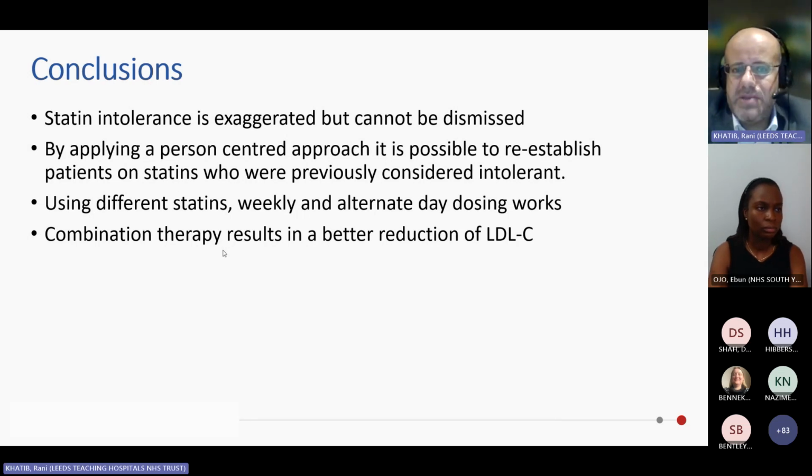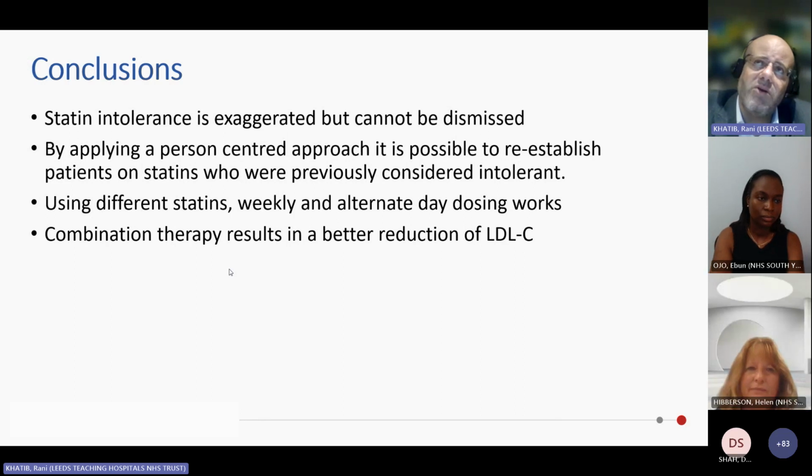So using a person-centered approach, it is possible to re-establish many patients, but not all of them. In our clinic, we'll probably re-establish about 60 to 70%, but the others we can't, either because they completely reject it or they need to move on to alternative therapies. Using different statins, weekly dosing, alternate day dosing works, and using combination therapy is probably best to reduce side effects, but also to achieve targets.